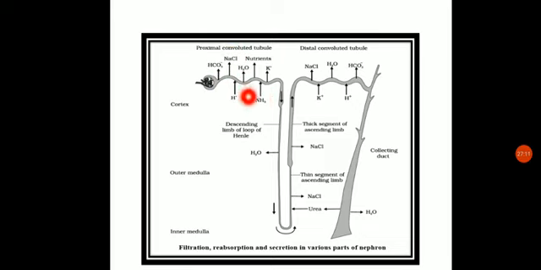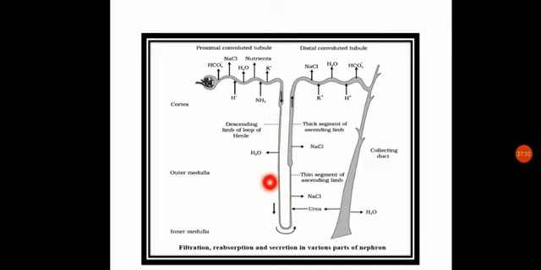Nutrients, like glucose and amino acids, will be reabsorbed over here. After this proximal tubule, just below this whole U-shaped structure, is called the loop of Henle. And it again has two parts. This is the descending loop of Henle and this is the ascending loop of Henle.